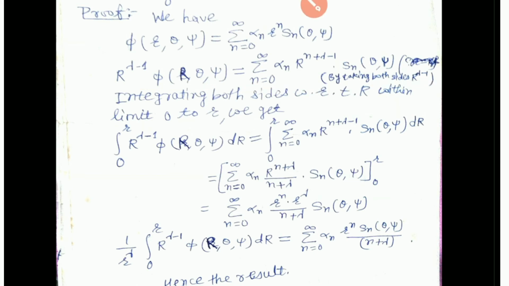With respect to r, within the limit 0 to r, we get: integration over 0 to r of r to the power lambda minus 1 into phi of r, theta, psi into dr is equal to integration over, again, 0 to r. We take this term.